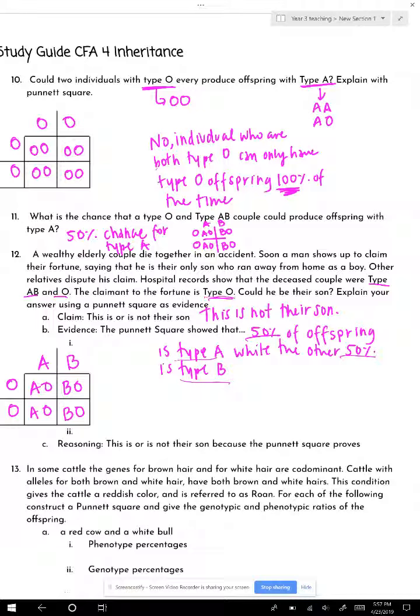So it says, this is or is not their son, because a Punnett square proves... Okay, so this is not their son, right? Because a Punnett square proves that all offspring will either be type A or B.